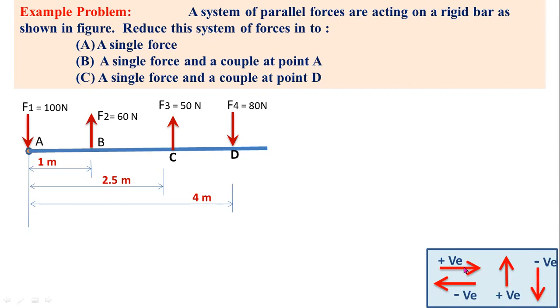So these are the important sign conventions. For right side direction, positive sign; for left side direction, negative sign; for upward action, positive sign; for downward action, negative sign. Okay, these are the important conventions.